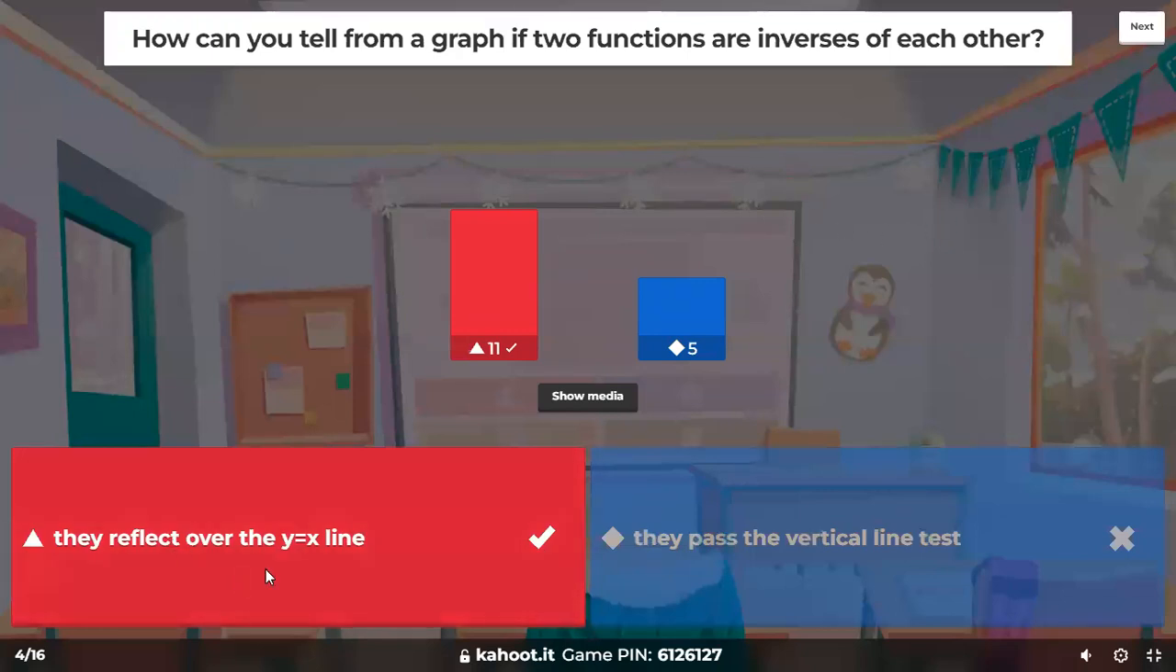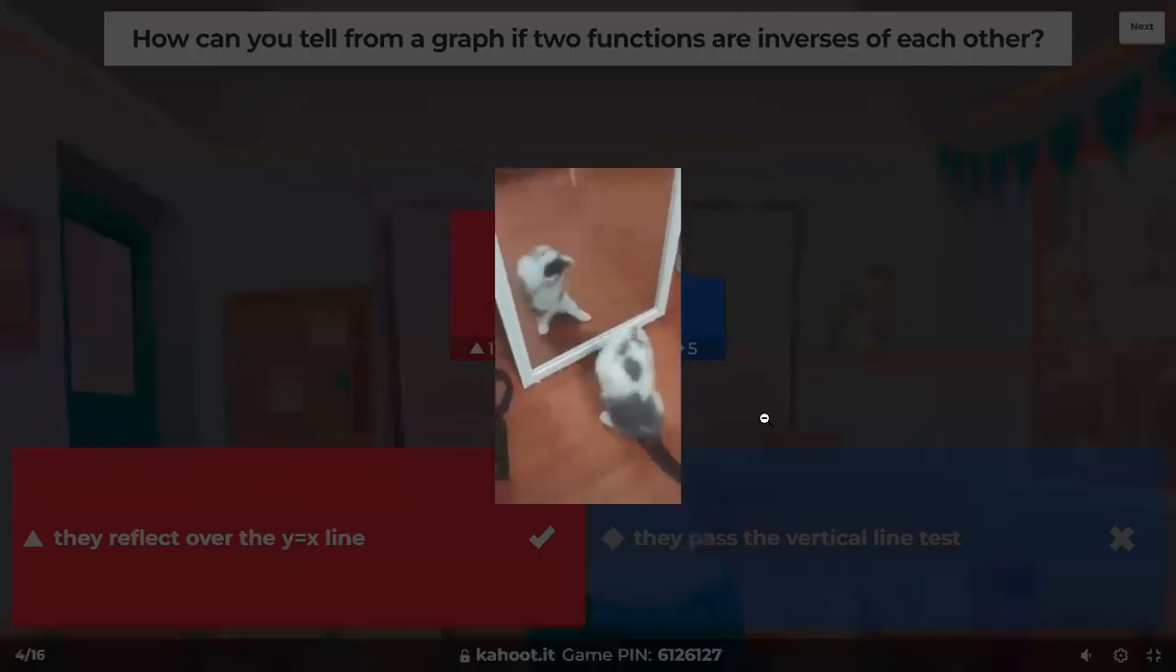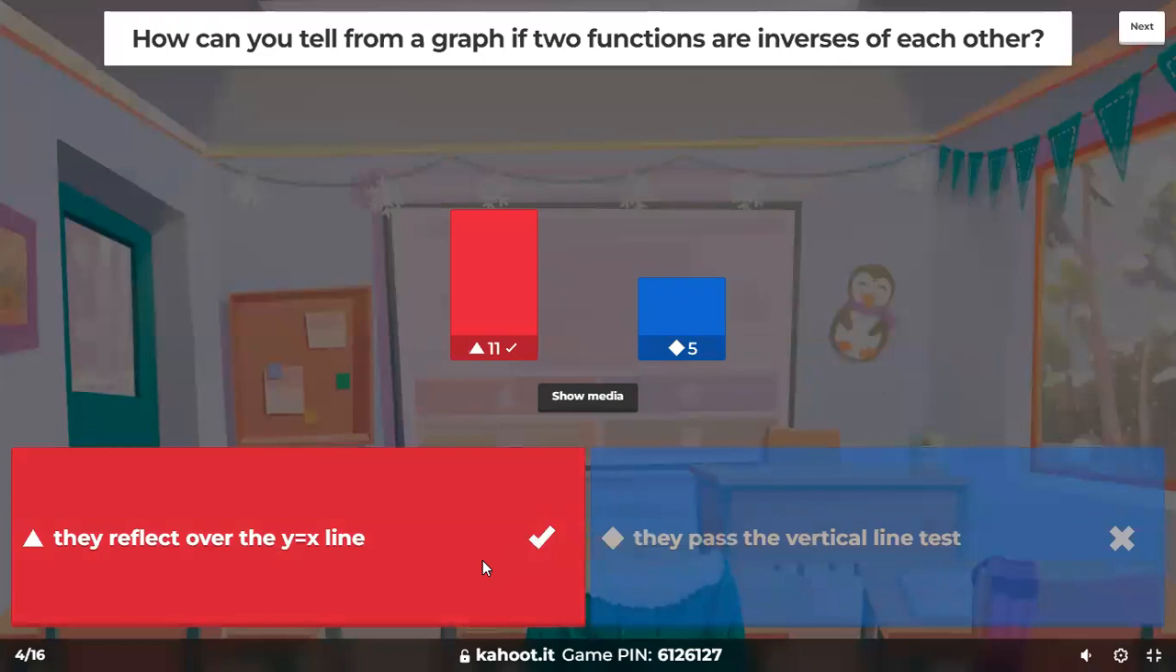All right. It is the reflection. I tried to give you a hint with the cat looking in the reflection, by the way. Okay, so whether they reflect over the y equals x tells you if they are inverses. Whether it passes a vertical line test is telling you whether it's a function. Okay, not an inverse, but whether it's a function.